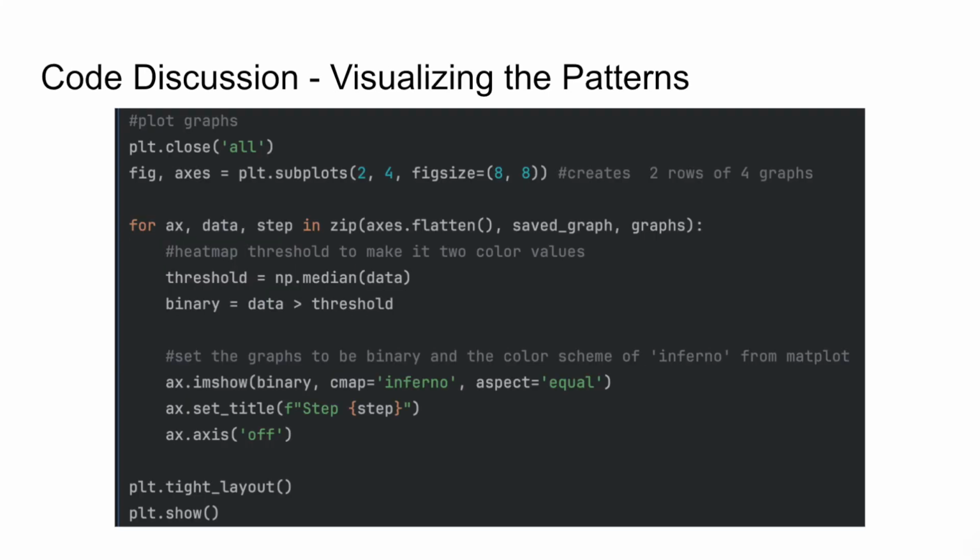Finally, after the simulation is run, we take all of the graphs we have saved at specified steps given in the parameters and plot them for the user to view. While plotting, we took the median of the data to use as a threshold. This threshold allows us to represent the graphs with two colors for the users to easily see the resulting patterns.